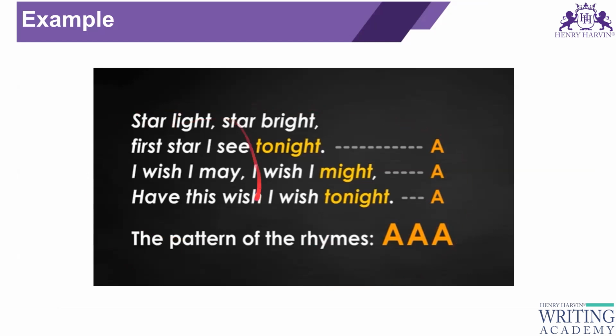Now again, see, the action is there. Starlight, star bright, first star I see tonight. Now this is the action. Here the kids will understand that seeing is something that you can do with your eyes. I wish I may, I wish I might. Have this wish, I wish tonight. Okay, so this is the pattern. Four A's, they are using it.